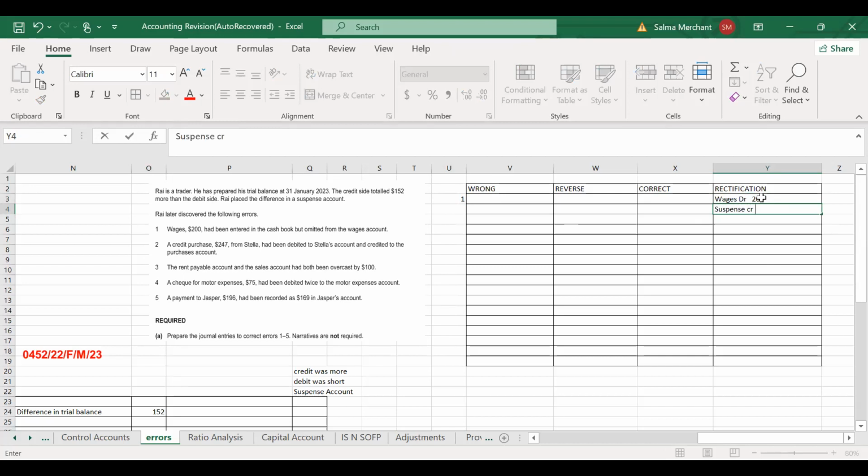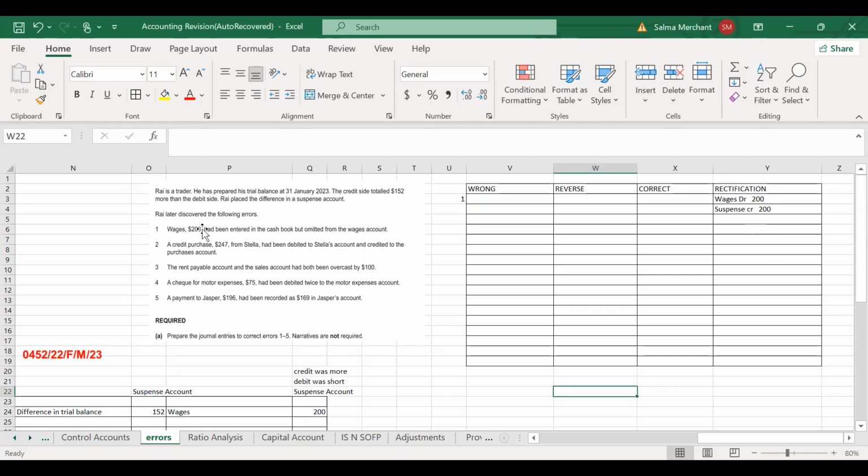Suspense credit. Suspense account, which side should I write? On the credit side. Okay, on the suspense account credit side, I will write wages 200. Are you with me? Yes. This is a rectification entry whose journal we are asked to prepare. Okay, let's go ahead.